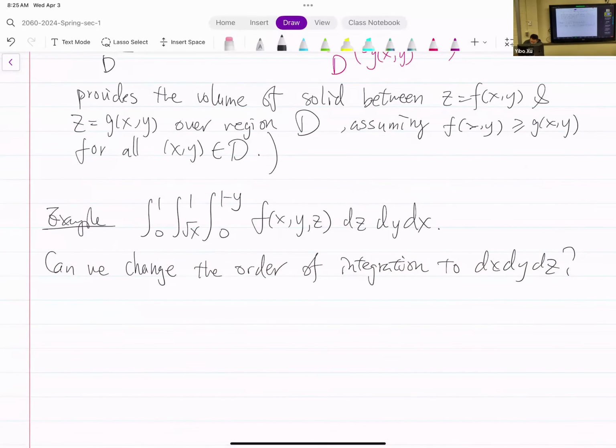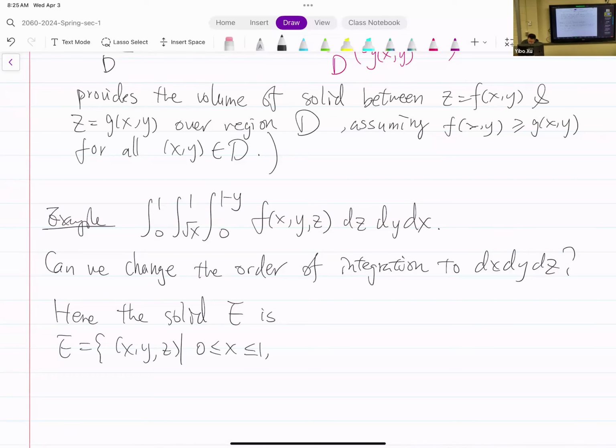Okay. So let's try to recover that solid from the iterated integral. So the solid is actually described by the bounds of this integral. So the solid E is the following. We have all the tuples x, y, z. Here, like we mentioned, x is free between 0 and 1. We just follow the order of the iterated integral. So y is cut between square root x and 1. And finally, z is cut between 0 and 1. Okay.